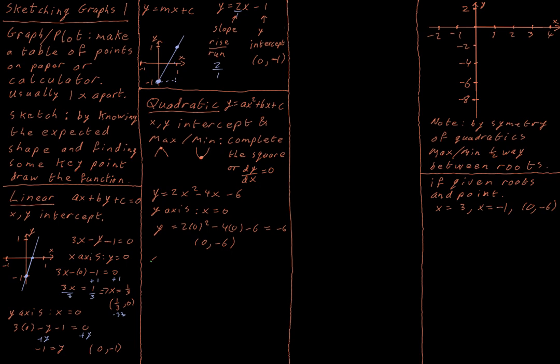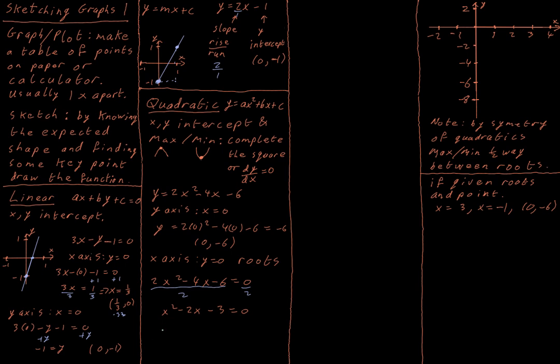And now we can find where we cross the x-axis, and we know that y is going to be equal to 0. We call those the roots of the equation, where we cross the x-axis. So we have 2x squared minus 4x minus 6 is equal to 0. We're effectively just solving this quadratic. I see I have a common factor of 2, so I'm going to divide both sides by 2, and I'm going to have x squared minus 2x minus 3 is equal to 0.